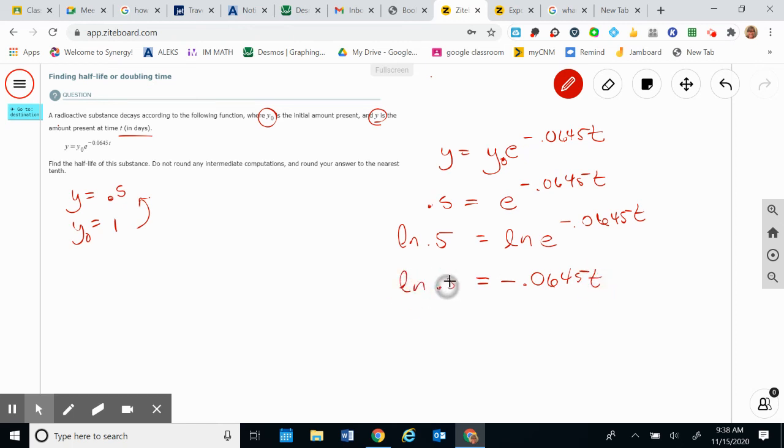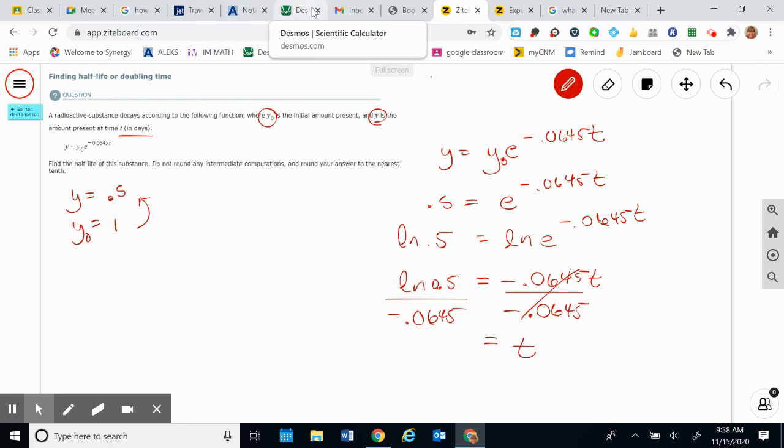Of 0.5, 0.5, for those of you that are so used to that. I'm sorry, I'm so bad about putting that initial 0. I guess because I just never had to do it in school. Okay, so t is equal to, all you have to do is plug that into the calculator. So let's check it out. Let's do it. ln of 0.5 divided by 0.0645.